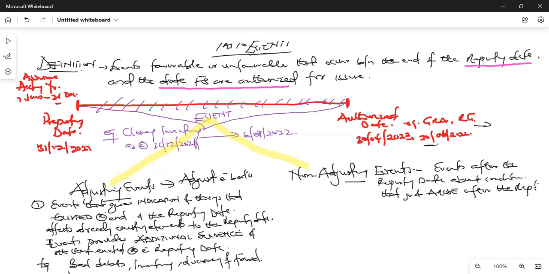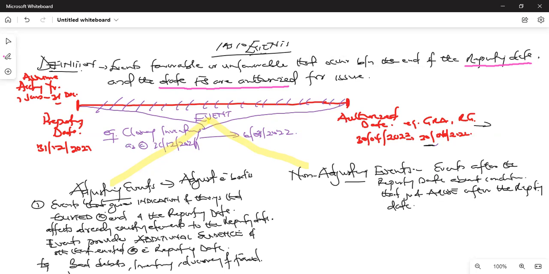So it just happened, all right? It is starting afresh, and it has no link to the elements of the financial statements. It didn't happen during the period, okay? So it is now happening, all right? Okay, so that is that.